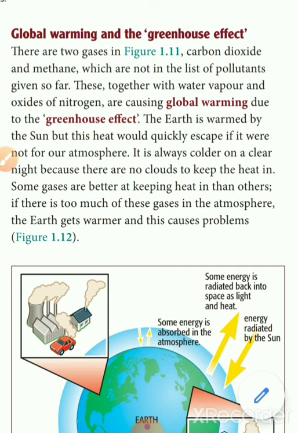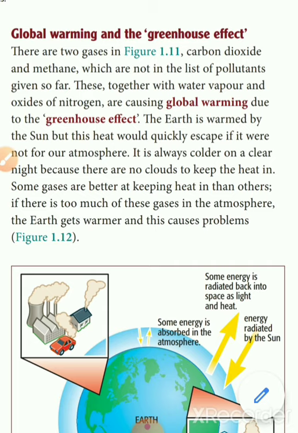The next point is that if that range falls below 0.04%, the earth's temperature would also show a great decline, and due to that we would be unable to survive. It means it would show a great decrease in the earth's temperature. So that was the whole summary of this. Now, there are two gases, carbon dioxide and methane, which are not in the list of pollutants given so far, but if you make a link, they have their role in causing pollution.